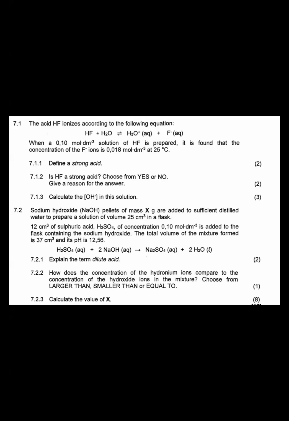Yeah, here is our x. So let us start with this one. It says that acid HF ionizes according to the following equation. When 0.1 mole per cubic decimeter solution of HF is prepared, it is found that the concentration of F minus ion is 0.018 mole at 25 degrees Celsius.